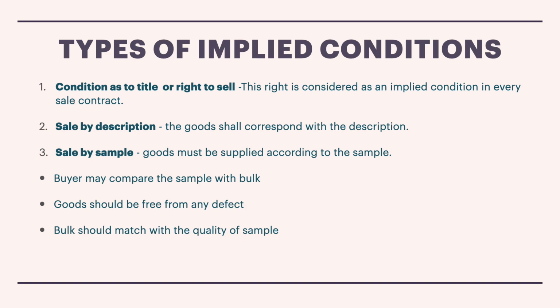Number 3, sale by sample. Goods must be supplied according to the sample. Whenever you're purchasing in bulk, let's say you're ordering something for the entire class, or for all the employees in the factory, or large scale goods or raw materials that you require, not just one or two quantity but a very large quantity, the buyer may compare the sample with the bulk. In that case, the implied condition is that whatever sample the supplier has shown us, finally when the whole bulk of goods reaches the factory, the bulk and the sample must match.